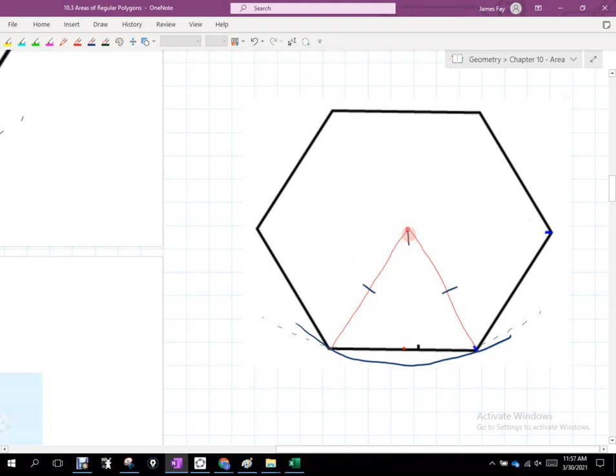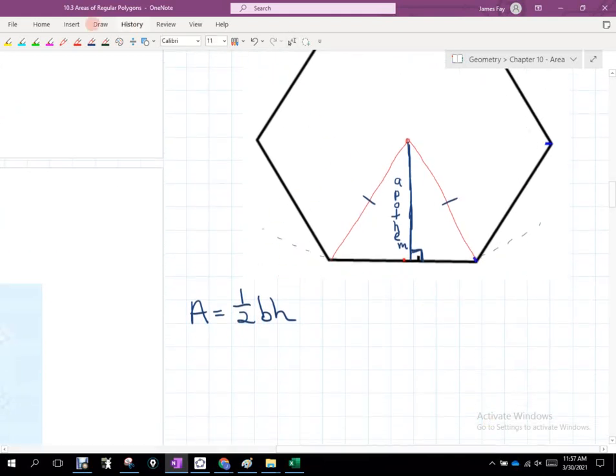If I draw this thing down right here, okay, which is the apothem, okay, that's the apothem. Would you guys agree that the area of that triangle is going to be 1/2 B times H? You guys agree with that? Okay. Now, the base and the altitude, or H, are that and that.